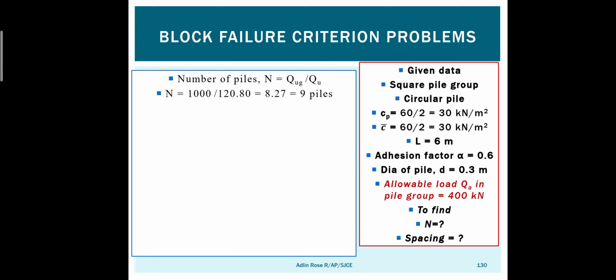Now the group pile capacity we found as 1000, divided by the single pile capacity we just now found by the static formula, 120.80, which is 8.27. And they have given in the question that it is going to be a square pile group. So if it is a square pile group, you have to round it off to a square value. So we rounded off the 8.27 number of piles as 9 piles.